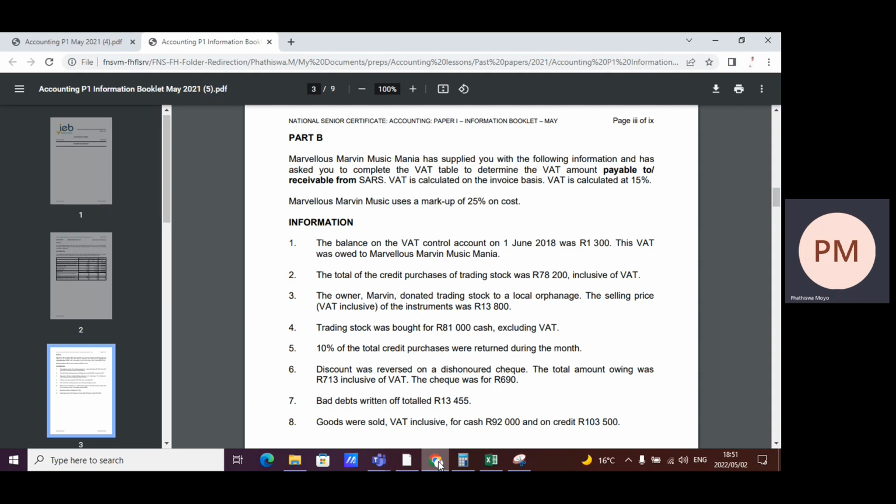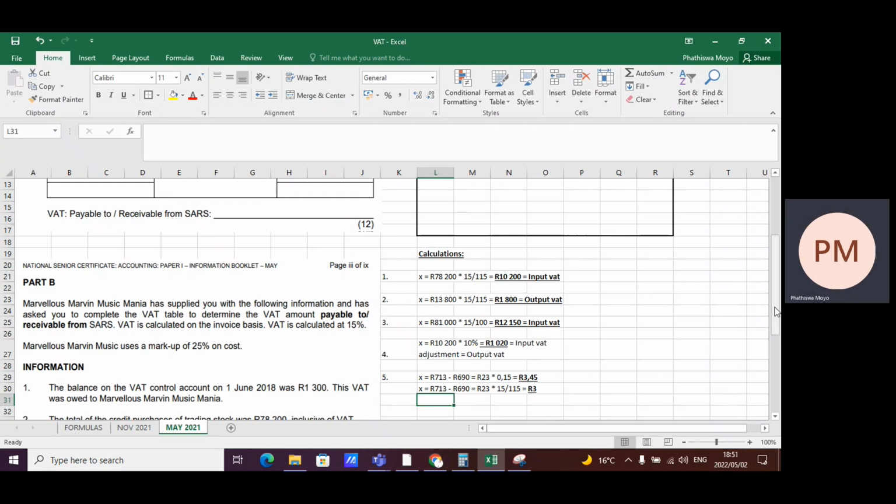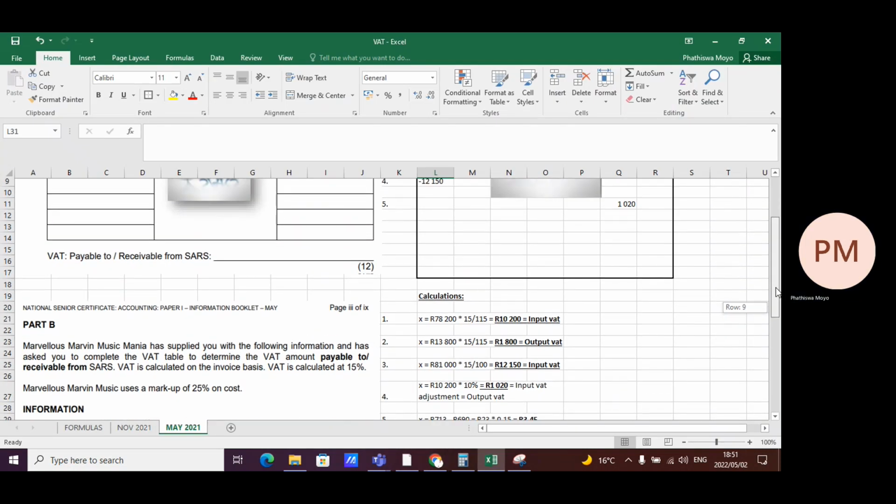Bad debts written off total 13,445. Now that's not telling us if this is VAT inclusive or VAT exclusive.